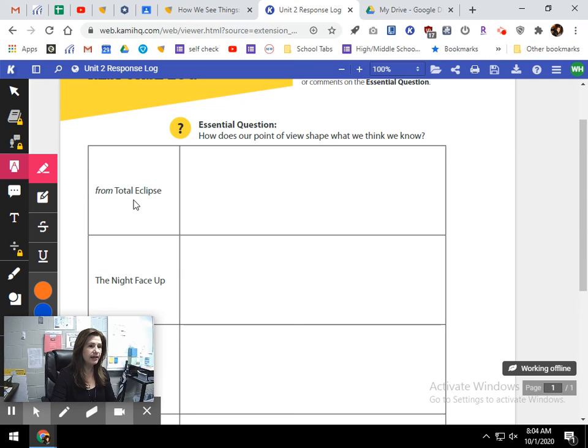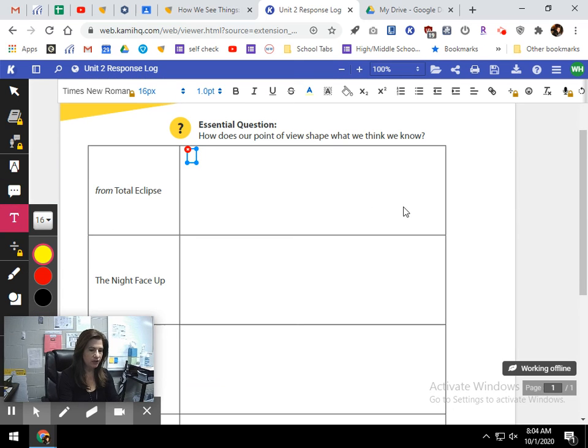Well, in "Total Eclipse," quite literally, she is watching something from the point of view where she can see the total eclipse. That's why it's called total eclipse. There's only certain parts in the world where you could see the sun being completely covered by the moon. And so that's her point of view there. So I would just say, and you do a text box, and this is just off the top of my head.